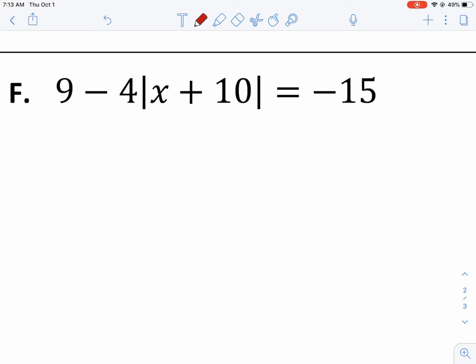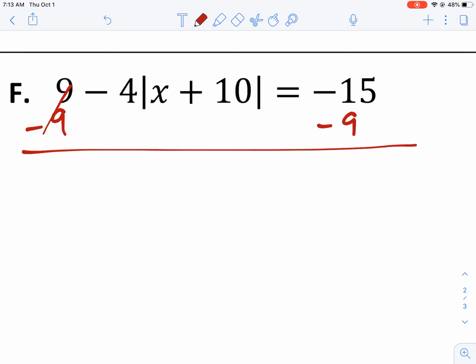What would we do on a problem like this? Same thing, okay? We need to get the absolute value equation by itself, so we need to get rid of this 9 and this -4. Think about it just like solving, okay? We're going to get rid of this 9 first. So that's going to give us -4, absolute value of x plus 10 equals -24.